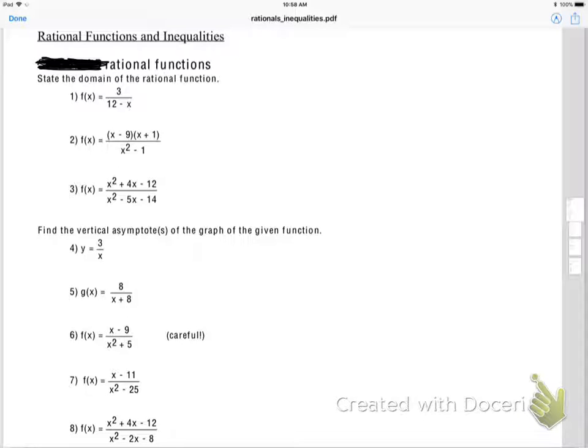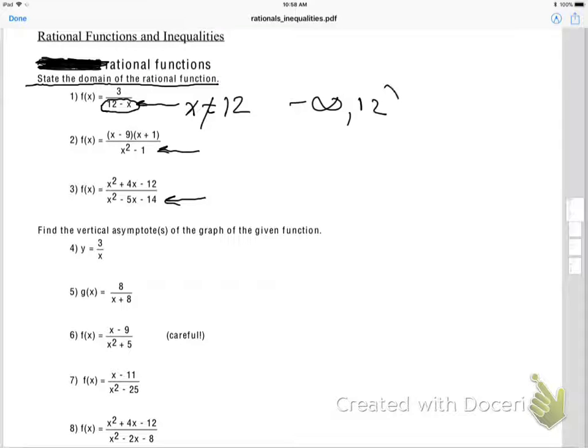Okay, so we're looking at rational functions. Now, state the domain of the rational function. Here we are looking at the denominators because remember we cannot divide by 0. So if I look at this, what makes the denominator 0? Looks like a 12. So what we're saying is x cannot be 12. So the actual domain would be negative infinity to 12 and then 12 to infinity, okay?